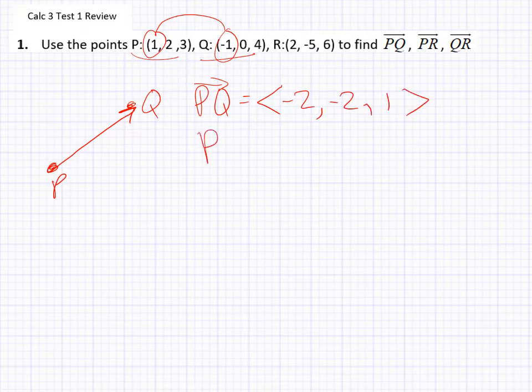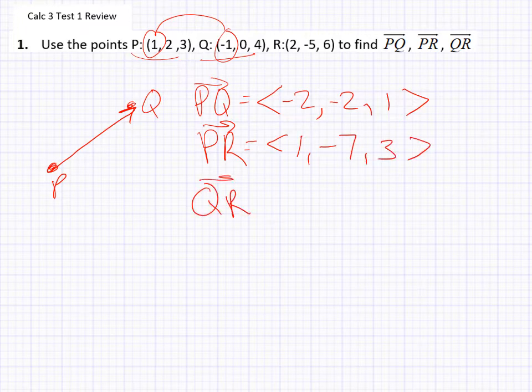And then if we want to find vector PR, in this case now R is our terminal point, we would get 1, -7, 3. And finally, if we want to do QR as our vector, Q now being our initial point, R being our terminal point, again doing terminal minus initial, we would end up with 3, -5, 2.